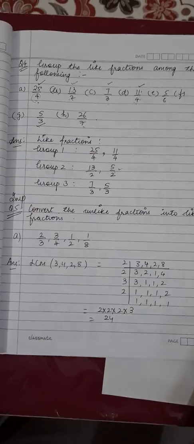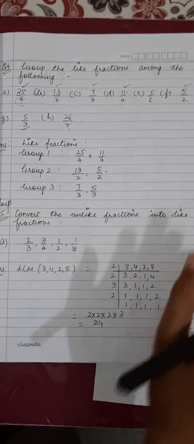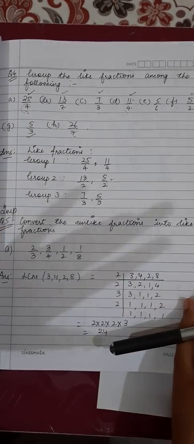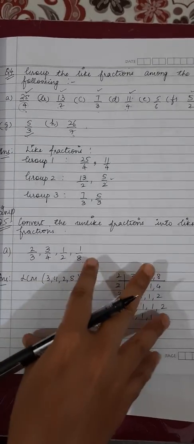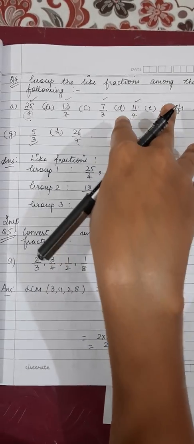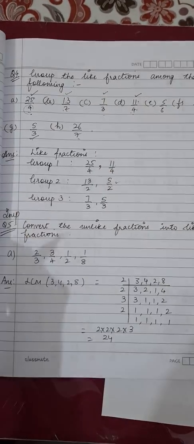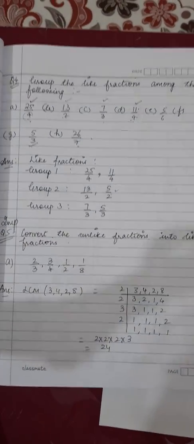Now the very most important question, which is question number 5, and you have to do this question. This is the most important question of this exercise. Before doing this question, you must understand this concept, which is what is a like fraction and what is an unlike fraction. And I have explained that concept to you.